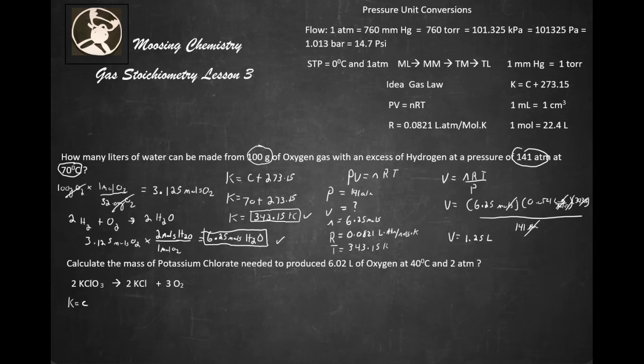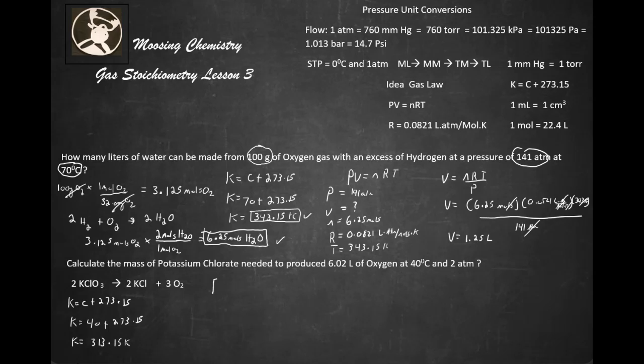So K equals C plus 273.15. K equals 40 plus 273.15. So K is equal to, of course, our temperature is going to be 313.15 K. All right. So now we can go ahead and set up what we're looking for.